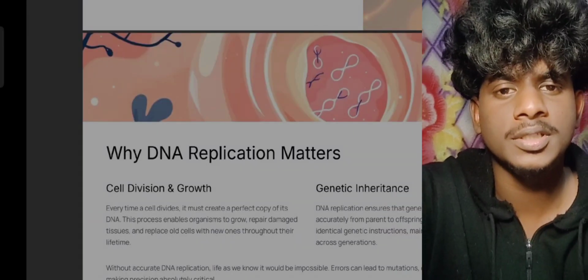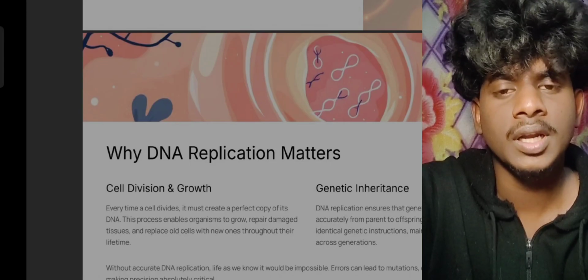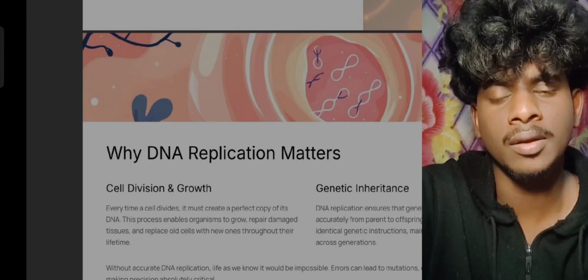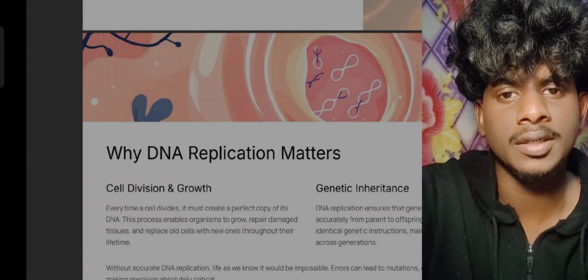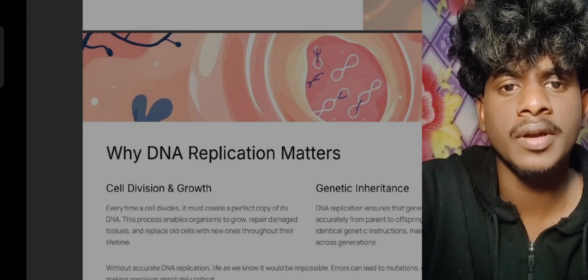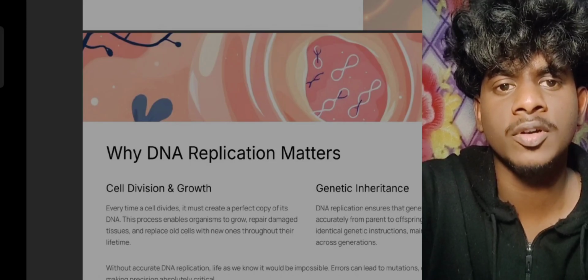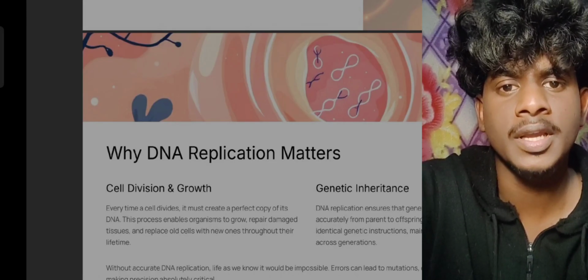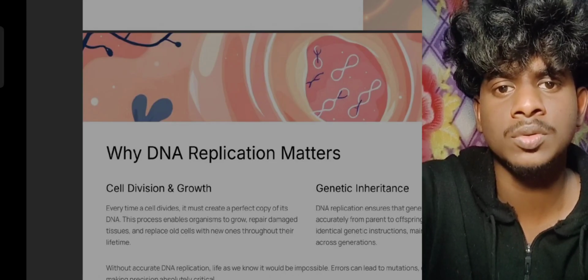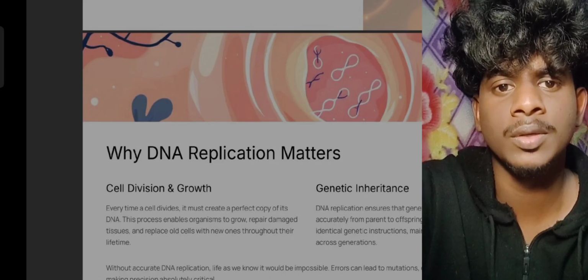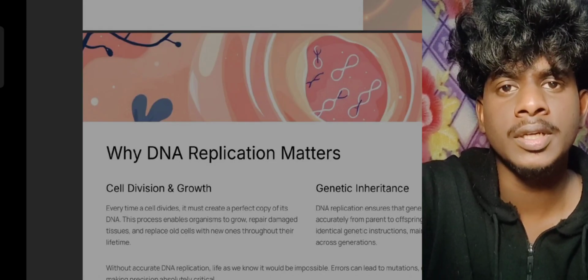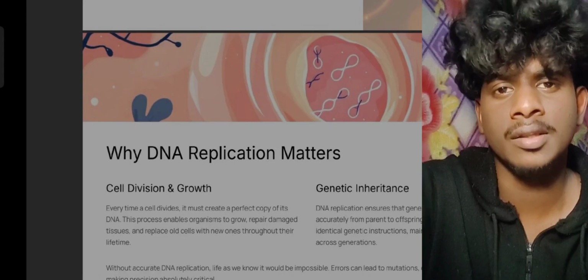Why does DNA replication matter? There are two main types. The first is cell division and growth, and the other is genetic inheritance. In cell division and growth, every time a cell divides, it must create a perfect copy of DNA. The process enables organisms to grow, repair damaged cells and tissues, and replace old cells with new cells throughout their lifetime. So that is cell division and growth.